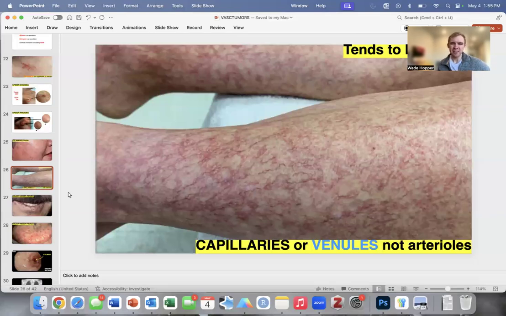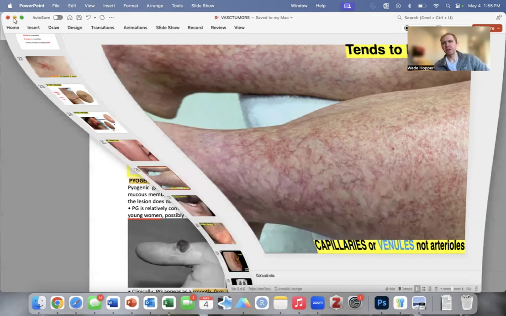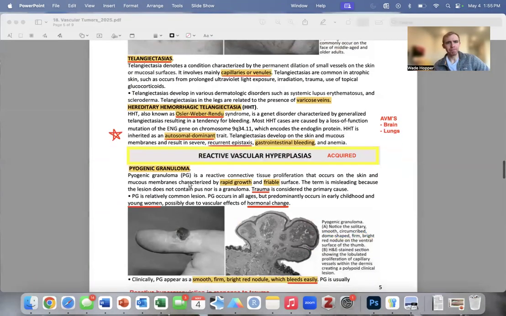And there's really nothing to do about them. It's just, if a patient wants some sort of cosmetic treatment, you can offer that. But really, there's nothing to do about them. They're not going to turn into anything bad if you just leave them there.